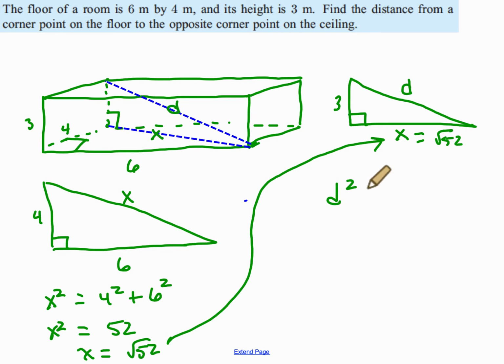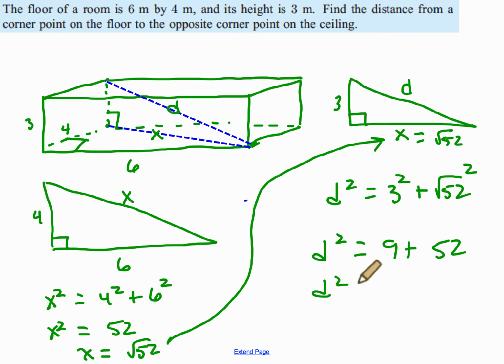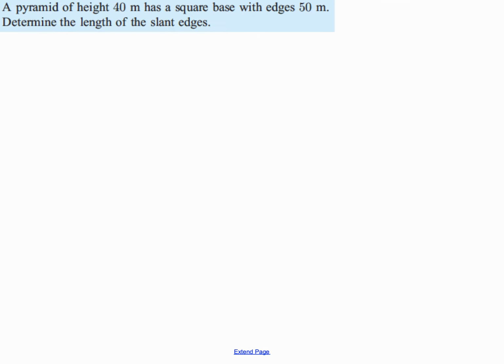D squared is equal to 3 squared plus root 52 squared. So D squared is equal to 9 plus 52. D squared is equal to 61. So the distance is equal to root 61, which is approximately equal to 7.81, and our units are meters. Again, I did this because we got a real life application. 7.81 meters.